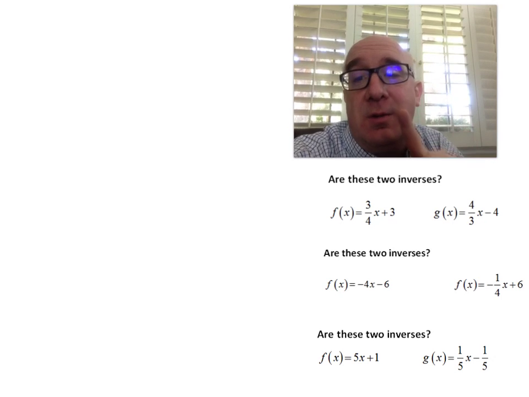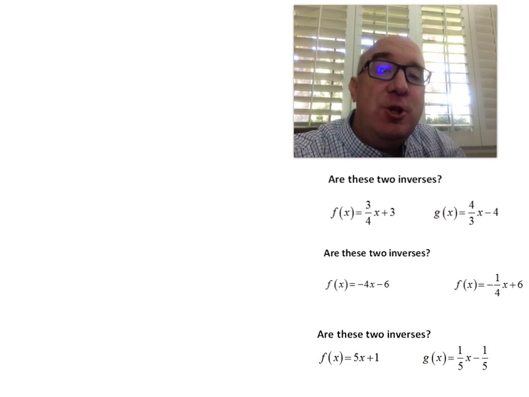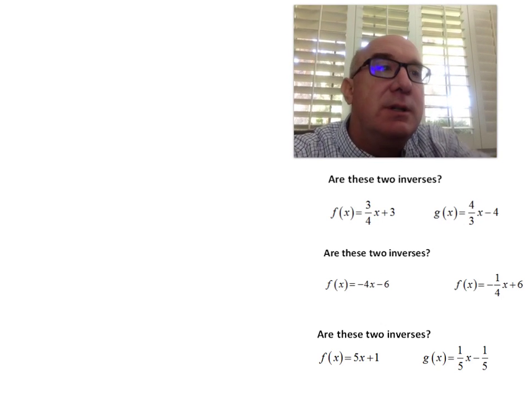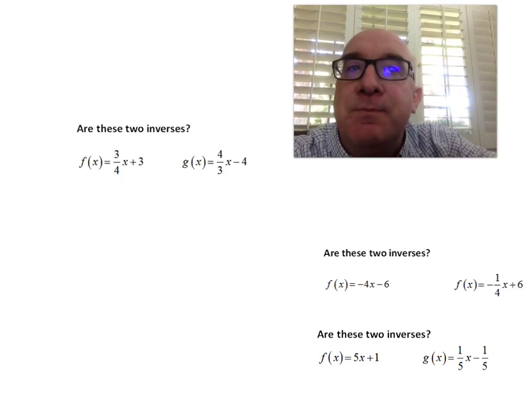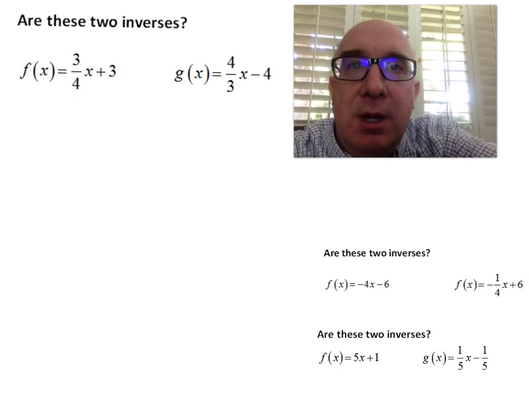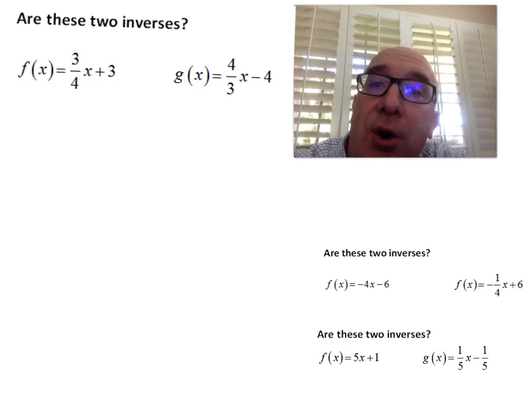In other words, if you started with x and you did something to it, and then you undid it, you would return back to x. So we've already looked at composites, and that's why we looked at them. So let's just try this out. So here are my two potential inverses. I don't know if they are or not.